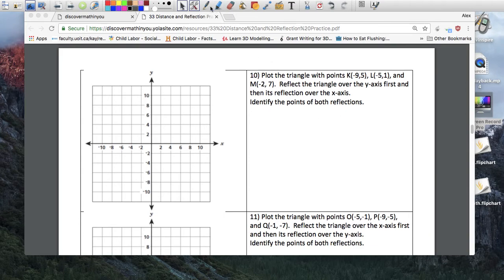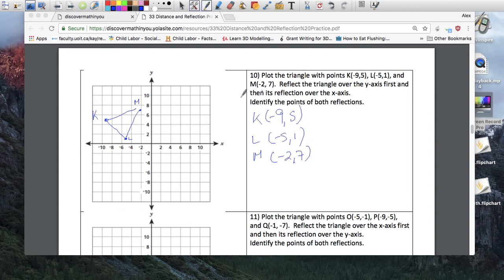This is a double reflection. K is negative 9 and 5. L is negative 5 and 1. And M is negative 2 and 7 over here. So here's my triangle. I'm going to reflect this, so let me put K, L, M: negative 9 and 5, negative 5 and 1, and negative 2 and 7.